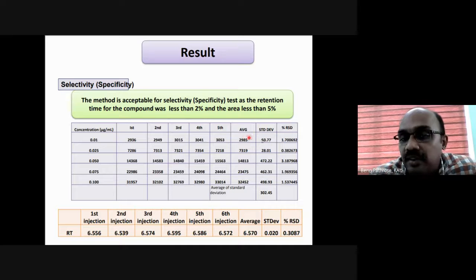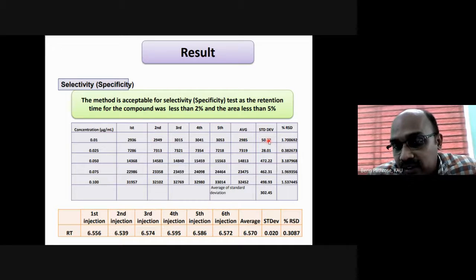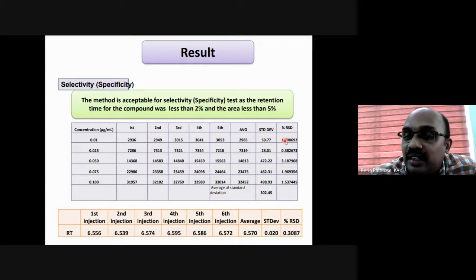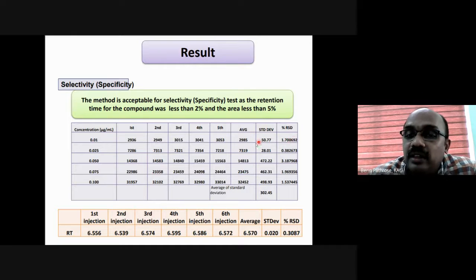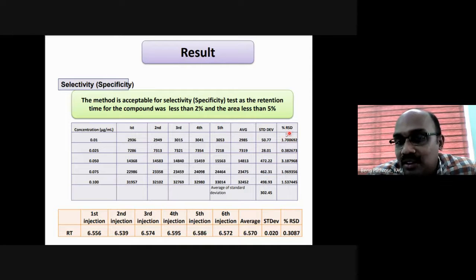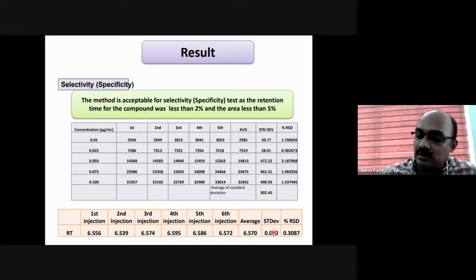We got the average, we got the standard deviation, and we worked out the percent relative standard deviation. Percent relative standard deviation is got by dividing the standard deviation by the average. Standard deviation is 50.77, divided by average, times 100 will give this percent relative standard deviation. And for the retention time, again we will work out.